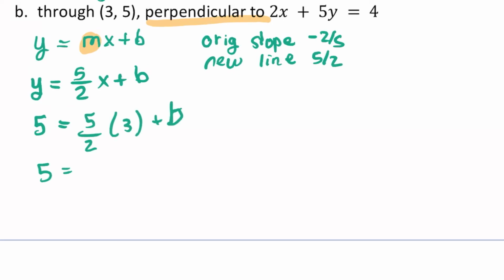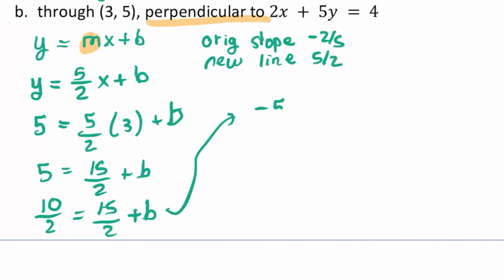I'm not even going to narrate this because you're probably tired of hearing me do the same thing, so I sped it up. You guys know what to do. When we get all said and done, you get -5/2 for your y-intercept.